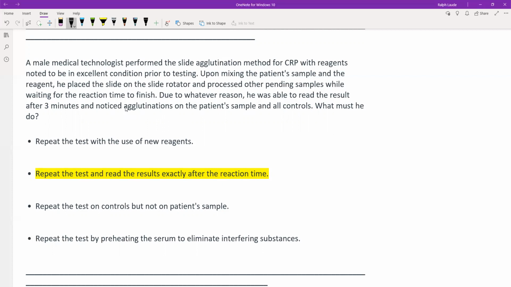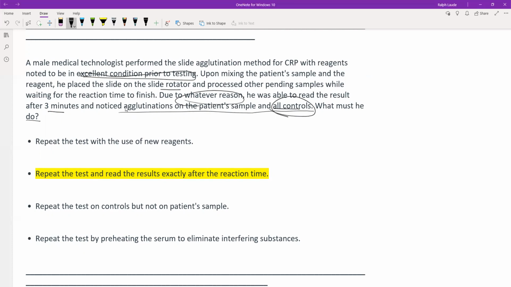But the problem with this medical technologist is that he forgot that he was performing an agglutination test and left it on the slide rotator. Due to whatever reason, acceptable or not, he went overtime. So he read the results after 3 minutes and noticed agglutination on the patient sample and all controls. Imagine, all controls. So what must he do? Knowing that the control should not be wrong, because you were assured the reagent was in excellent condition prior to testing.